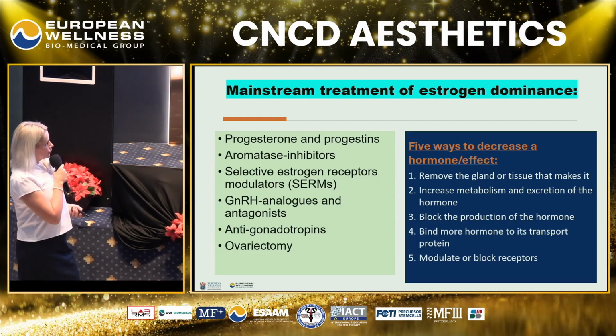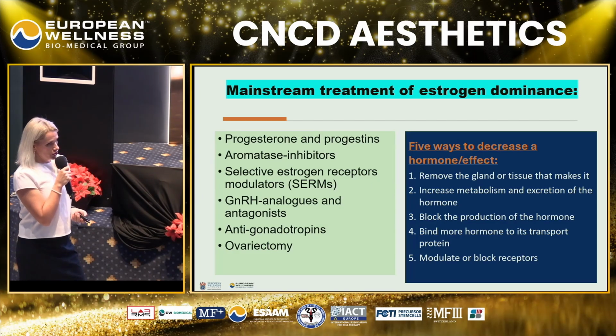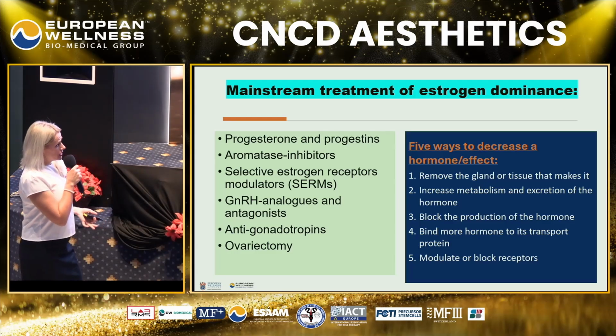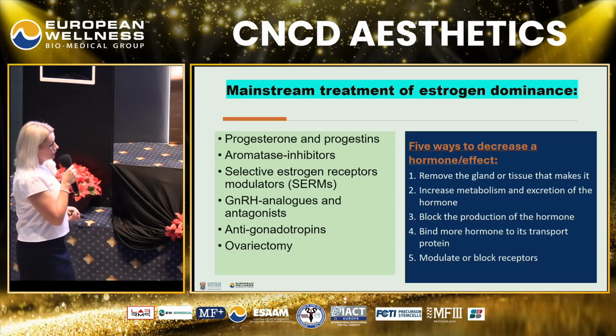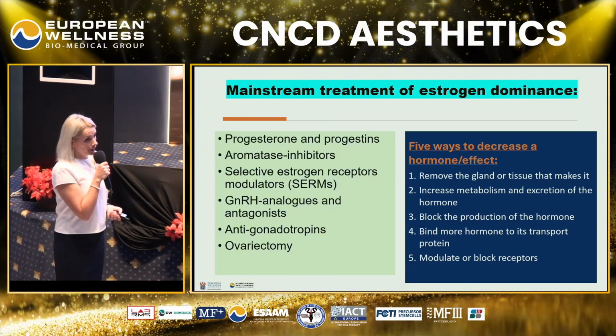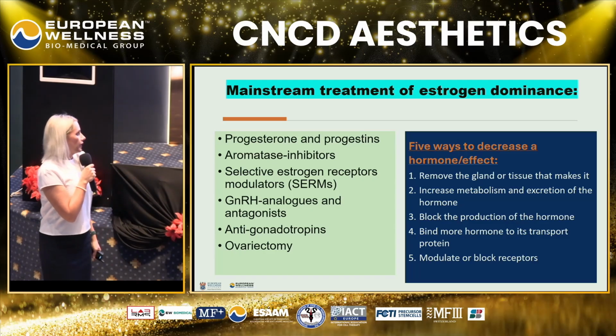The mainstream treatment for hyperestrogenic conditions such as endometriosis, fibroids, and endometrial hyperplasia is all anti-estrogen treatment: progesterone and progestins, synthetic progesterone, aromatase inhibitors, selective estrogen receptor modulators, gonadotropin-releasing analogs and antagonists, anti-gonadotropins, and finally even an ovariectomy can be the treatment.